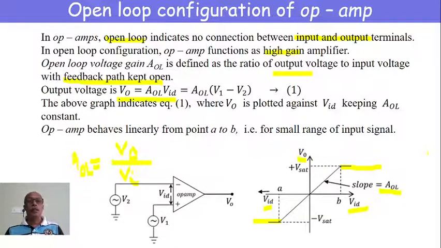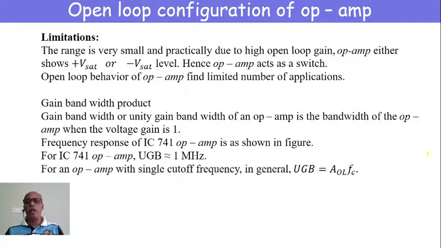This is about the open loop configuration of the operational amplifier. It will have certain limitations. The range is very small. Beyond that VID, VO gets saturated due to the high open loop gain. The op-amp either shows plus VSAT or minus VSAT level for higher VID values, for higher input voltages, because of which the operational amplifier is said to work as a switch.